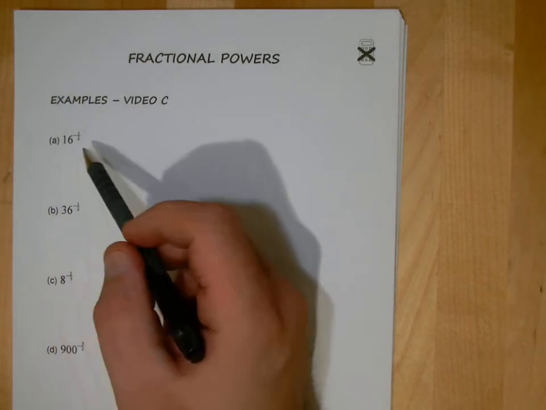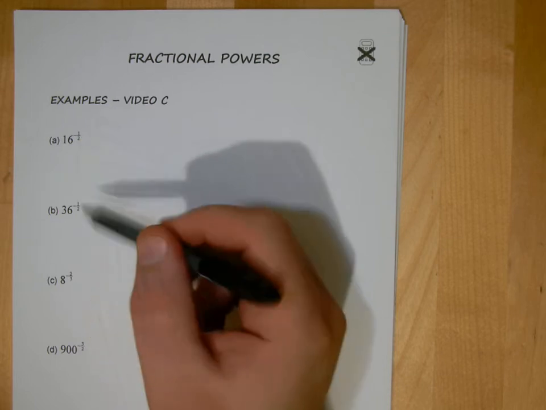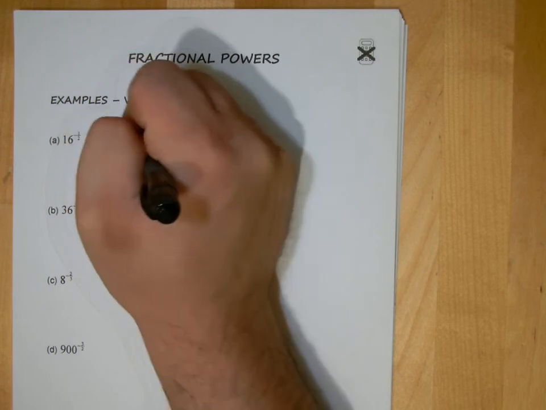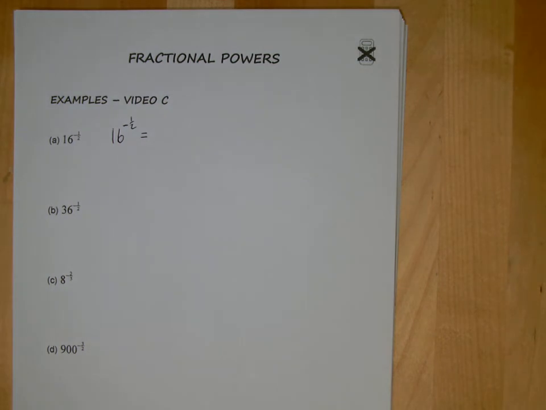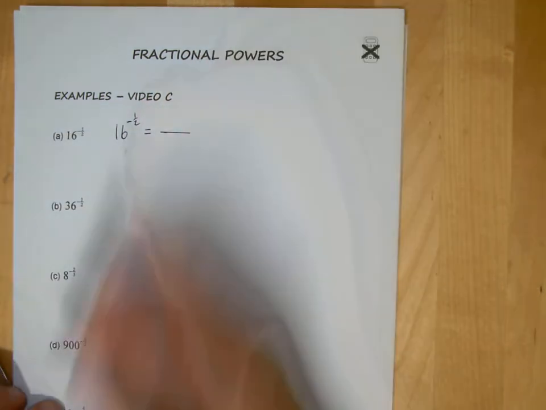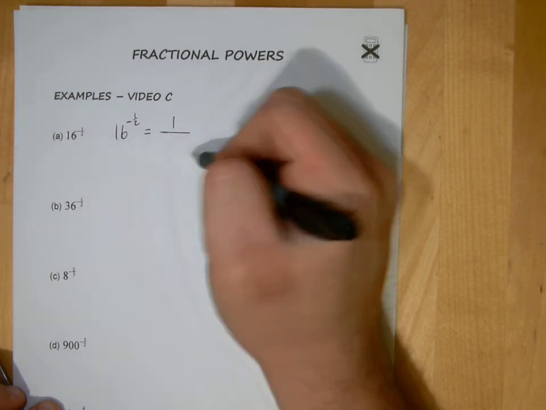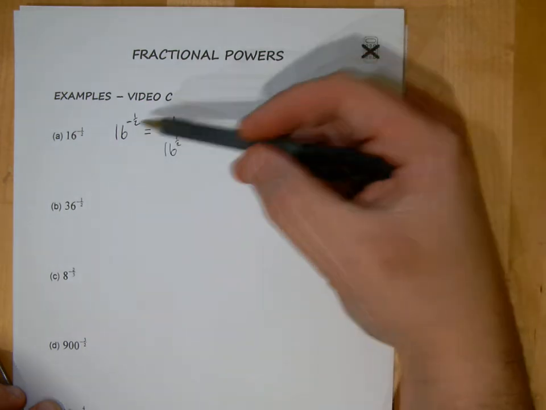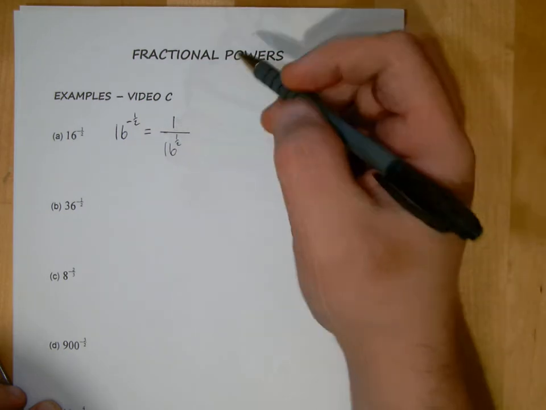Okay, so in our final video, we're going to look at what happens when we've got negative fractional powers. The first one here is 16 to the power negative half. If you think back to last lesson, we dealt with negative powers. The process told us that if you have a negative power, you write it as 1 over 16, and then the power becomes positive. So 16 to the power minus half can be written as 1 over 16 to the power positive half.